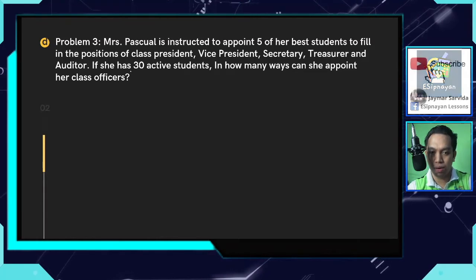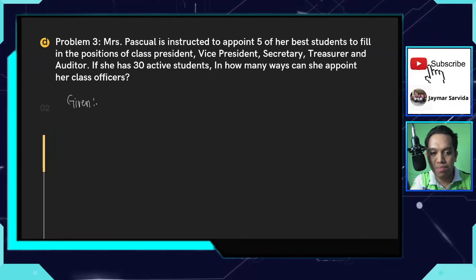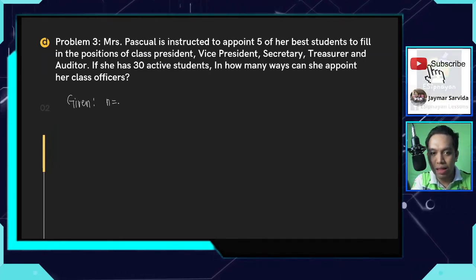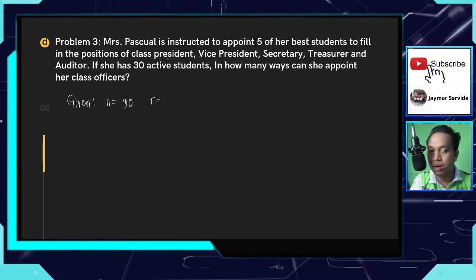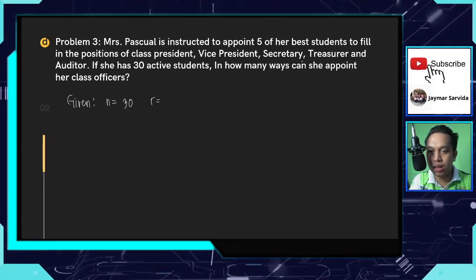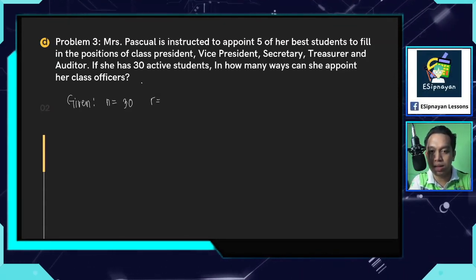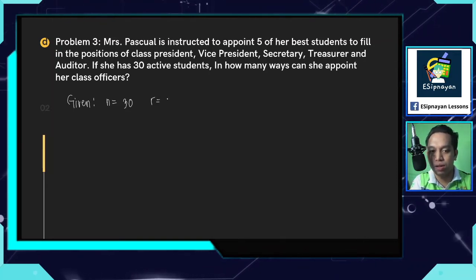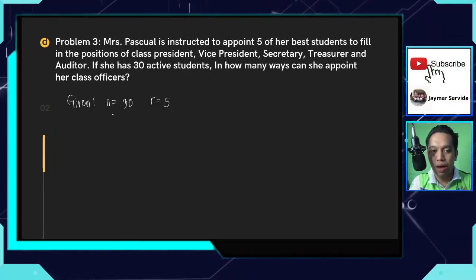Ito yung tinatanong dito. So yung given natin, yung N, ilan ba lahat? Yung kanyang estudyante, 30. Ngayon, from 30, ilan lang ba ang kanyang pipiliin? So, yung R natin dito is kung ilan yung position dito na kanilang i-fill in. So, we have class president, vice president, secretary, treasurer, and auditor. So, ilan to? 1, 2, 3, 4, 5. Okay, so mayroong 5 positions na kanilang i-fill in. Okay, so ito yung ating given.